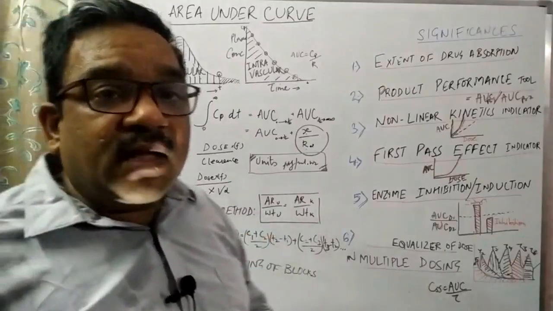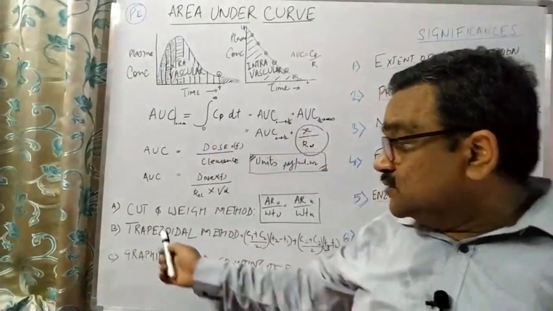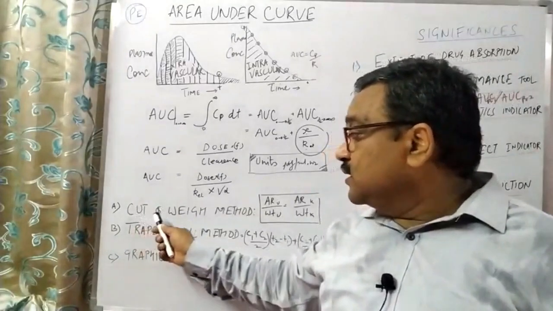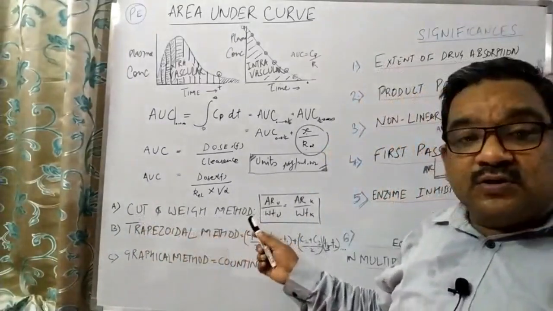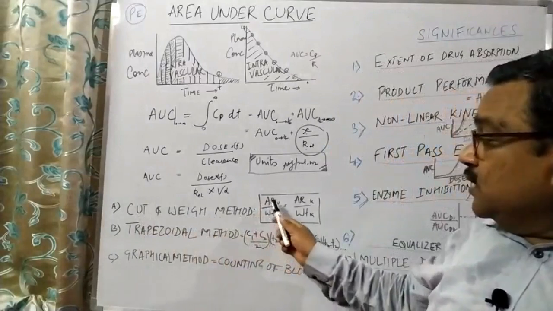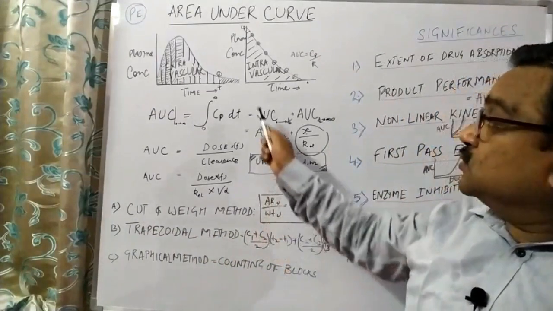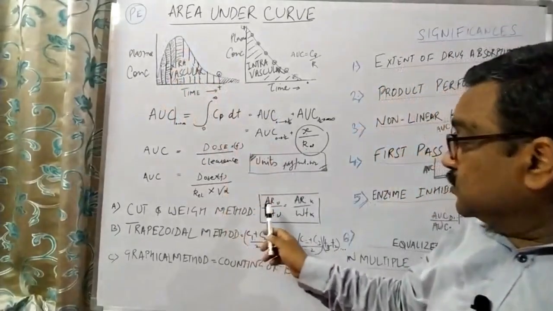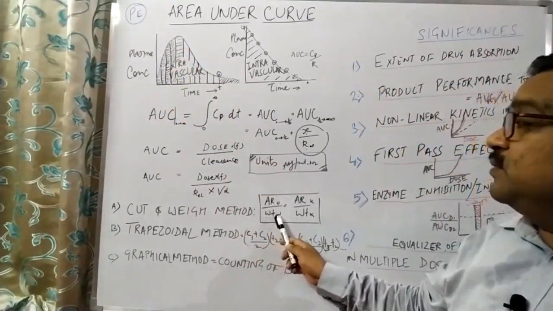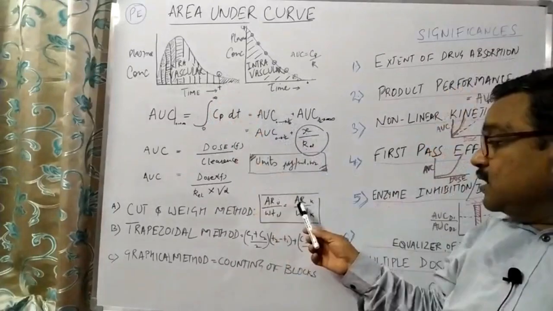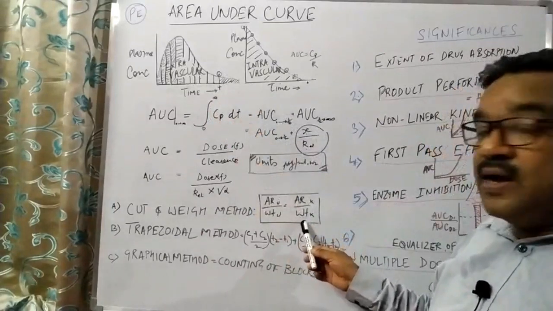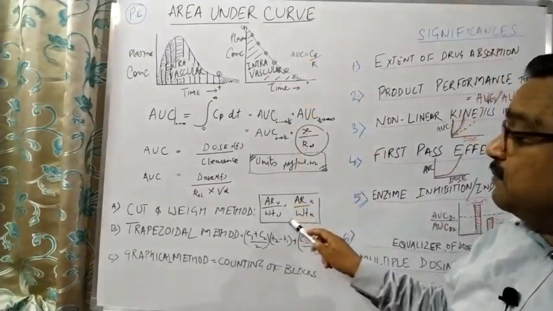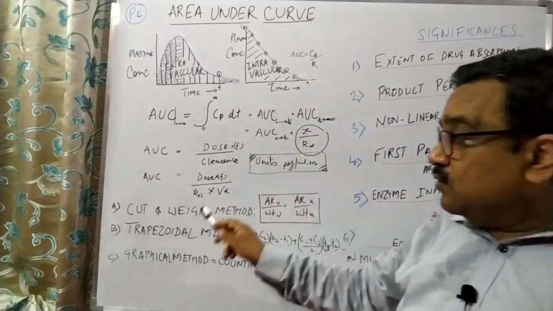How can we calculate the area under the curve? It is usually calculated by three different methods. One method is called the cut and weigh method, in which we take the area of the unknown, calculate it and weigh it. So the area of the unknown divided by its weight, and the area of the known divided by its weight. If we cut a particular portion in a triangle and weigh it and compare in this ratio, we can calculate the area.